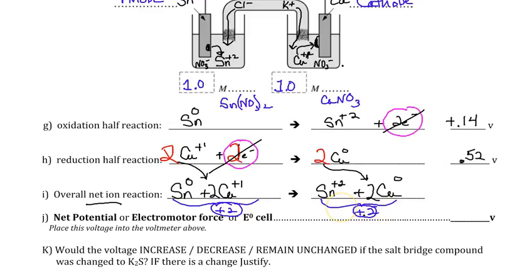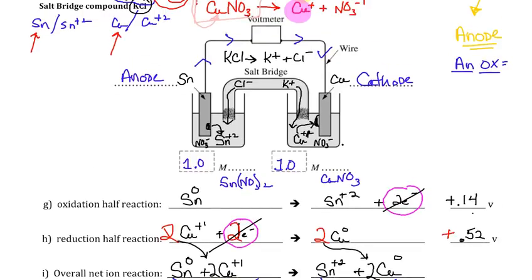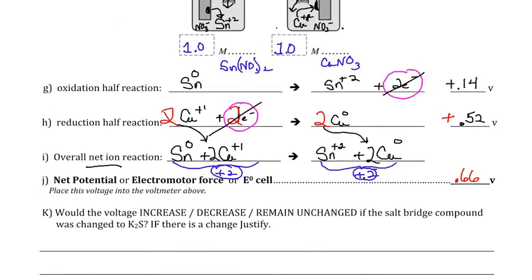the product side. Okay? And then let's do the net potential, the overall E0 of cell. And we can just add these two together. Careful of your signs, they're both positive. So we get 0.66. Okay? All right. And we can put that right into the digital voltmeter. So much fun. And it's a positive 0.66 volts. Spontaneous in that direction.